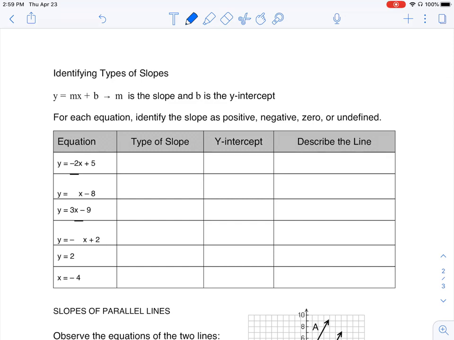So our first one is y equals negative 2x plus 5. So what is the type of slope? Well, the type of slope is negative, and we can see that here, the negative sign right there. The y-intercept of this line, where does the graph touch the y-axis? In y equals mx plus b, b represents the y-intercept. So in this case, positive 5 is our y-intercept. And then describe the line. Basically, is it going up or is it going down? Well, if the slope is negative, it falls down.